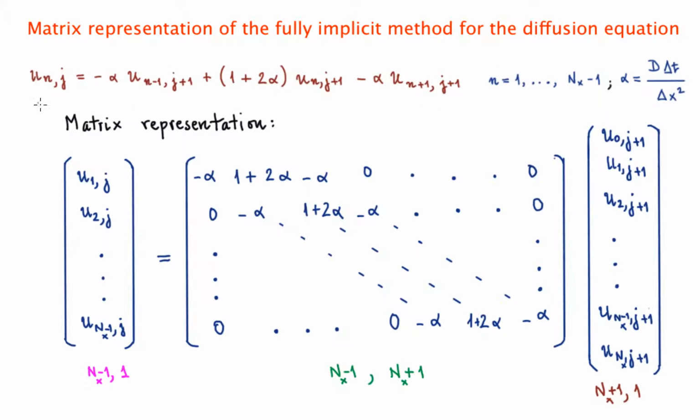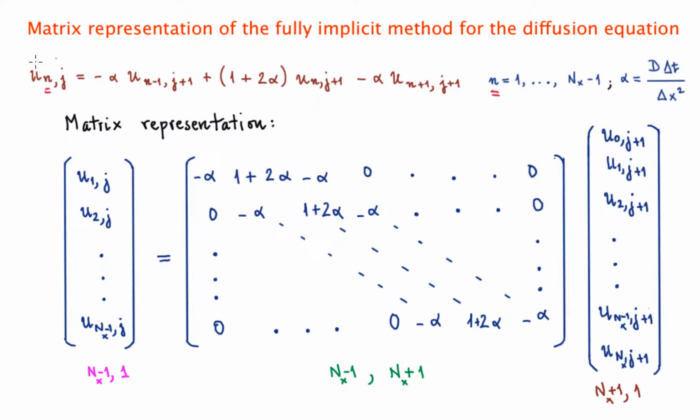So n here will go from 1 to nx minus 1, where nx represents the number of space steps you are considering for the x variable. And the alpha parameter here, as usual, is d times delta t over delta x squared. So we are going to see that all these nx minus 1 equations can be represented all at once by these matrix representations.